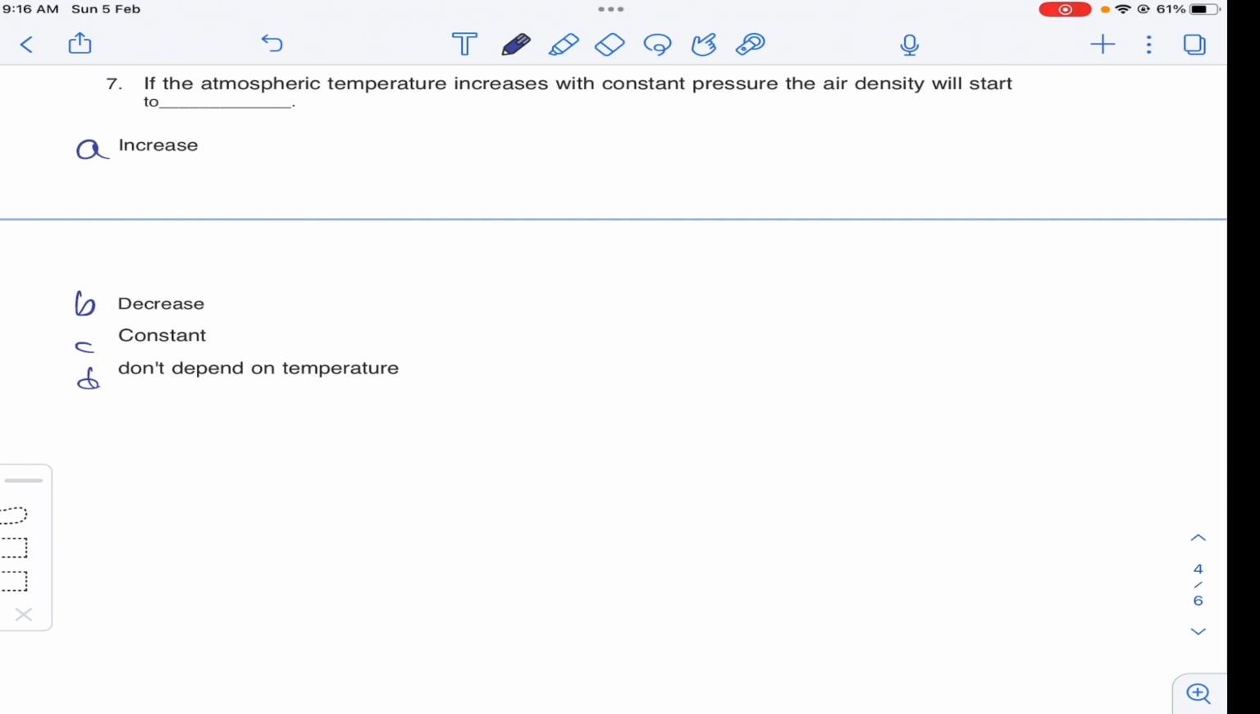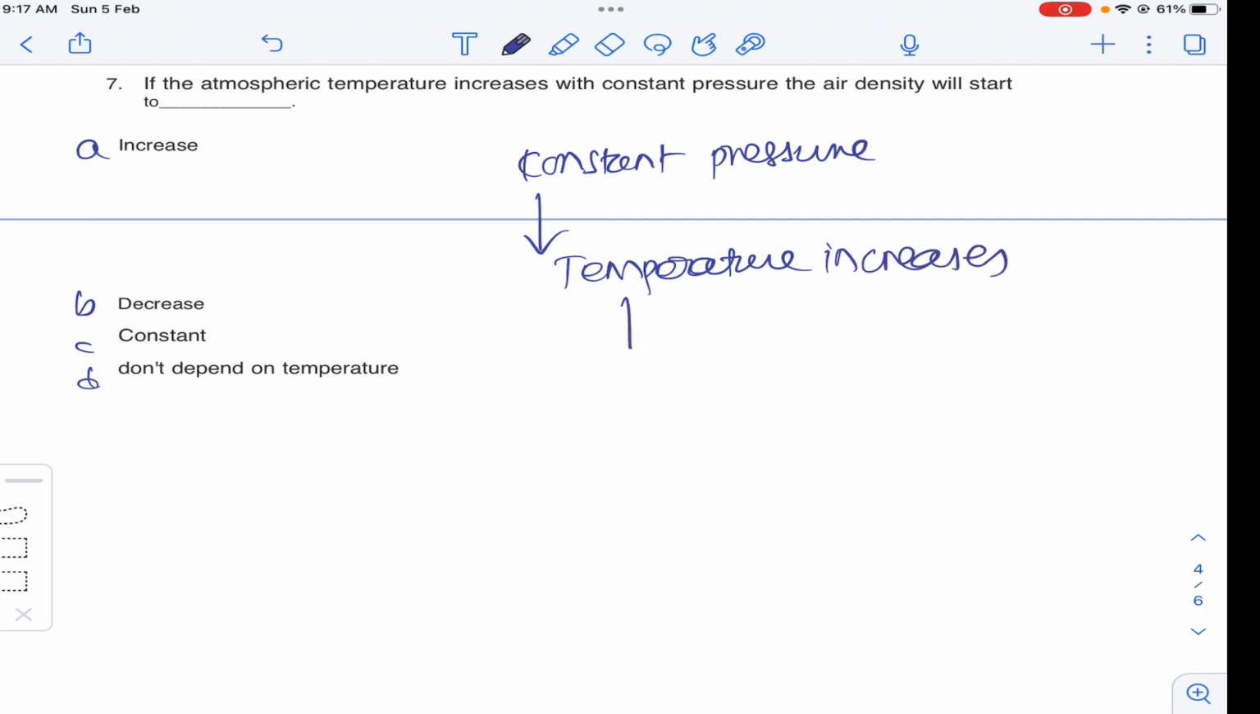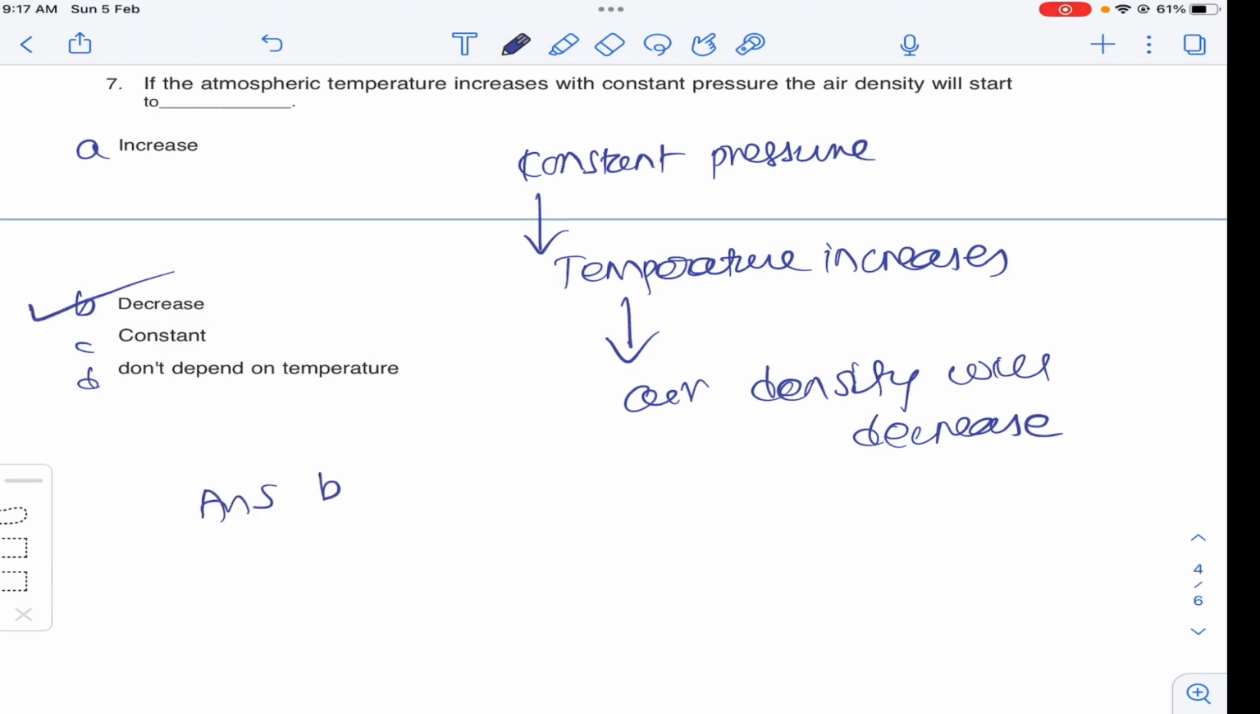Coming to question number 7, if the atmospheric temperature increases with constant pressure, air density will dash. So here the condition is constant pressure and temperature increases. So air density will decrease. So answer B for question number 7.